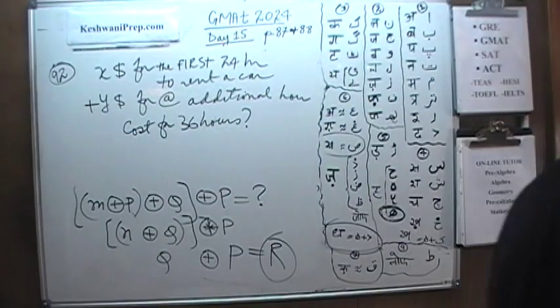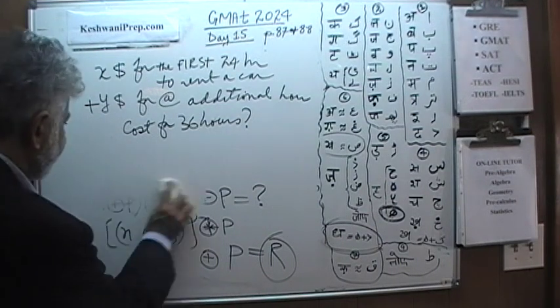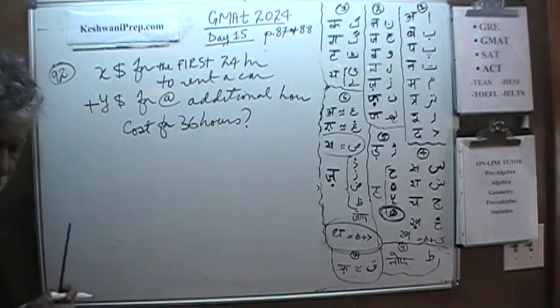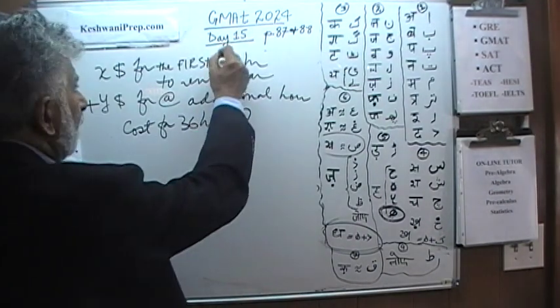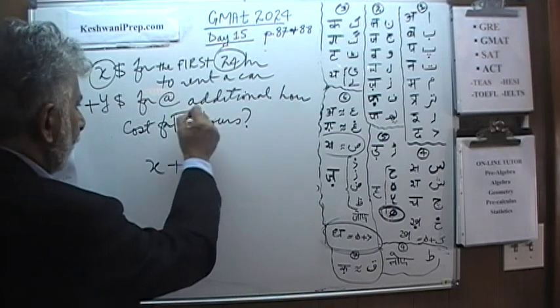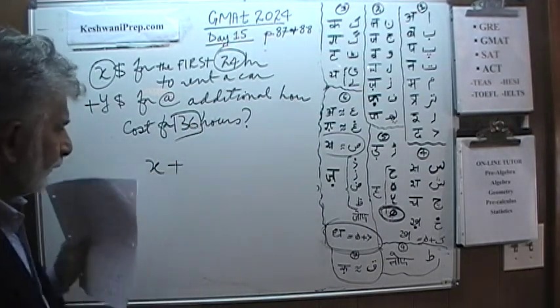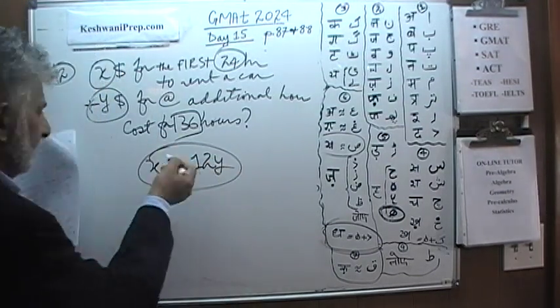Go ahead, do it yourself. It's very straightforward, very simple. There's not much to do there at all. For the first 24 hours, we're going to pay X dollars. But we want to drive it for 36 hours, which means we're going to drive 12 additional hours. And for each additional hour, we have to pay Y dollars. There you go. That's all it is. That's how much we're going to pay.